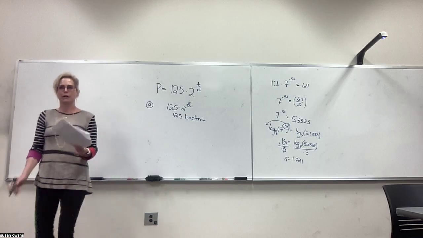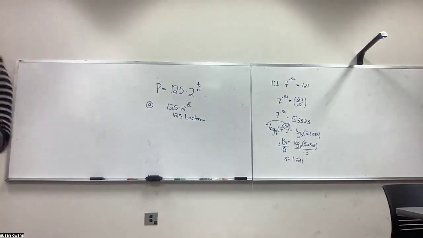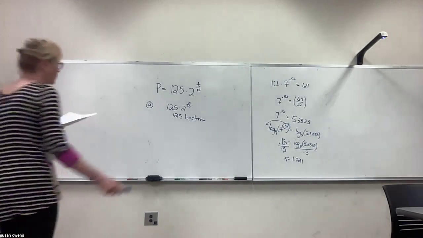What is the population in 1 day? What are we substituting for time? On these, always go back and look at your units. It says that time is measured in hours, right? So in this case, for T, we're using 24.